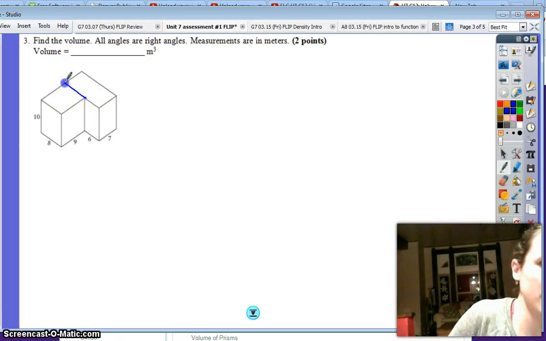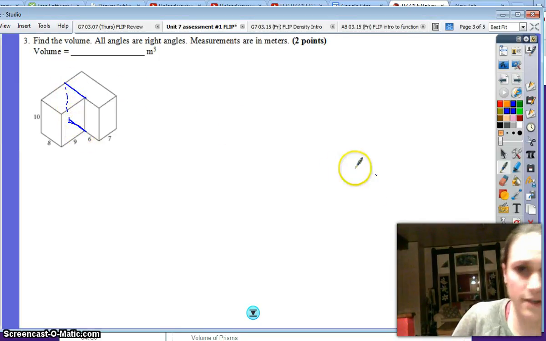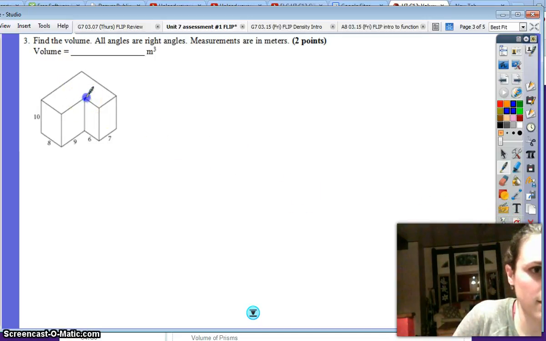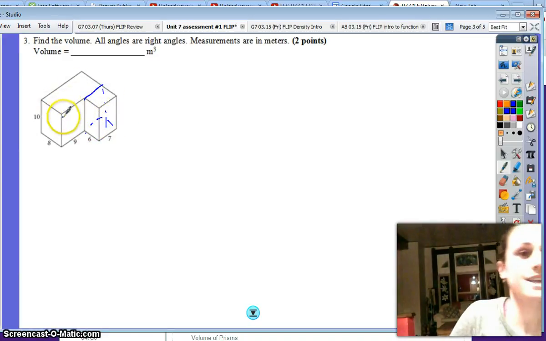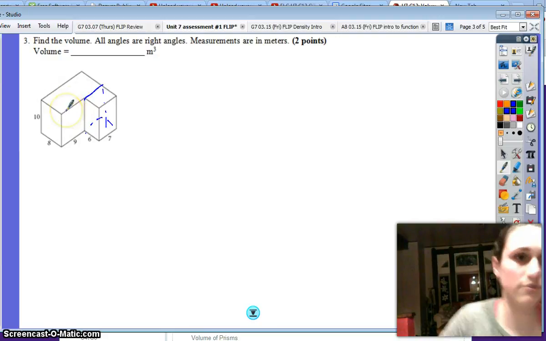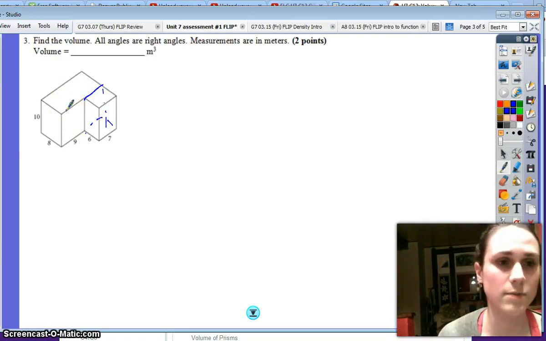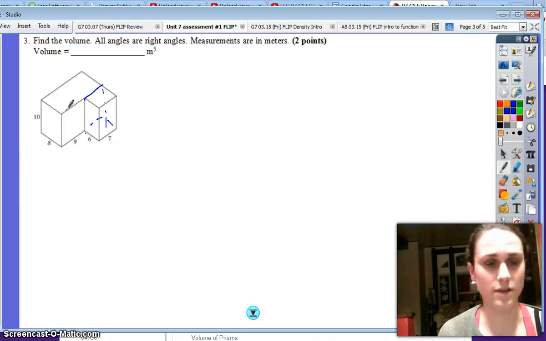What a lot of you did brilliantly on the assessment was divide this figure into two separate rectangular prisms. Some of you divided it that way, which was cool. Others divided it this way and said, look, we have one rectangular prism here, one rectangular prism here. Let's add together the volume of each of the rectangular prisms, and then we would get the volume of the entire figure.